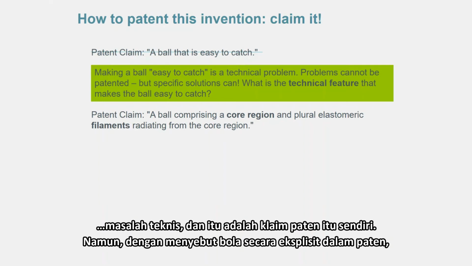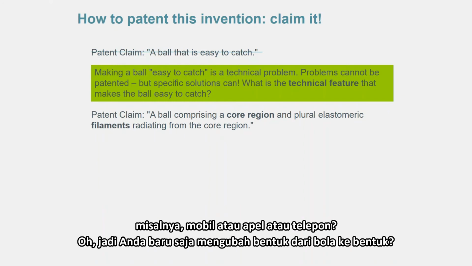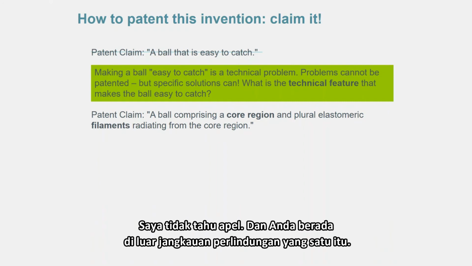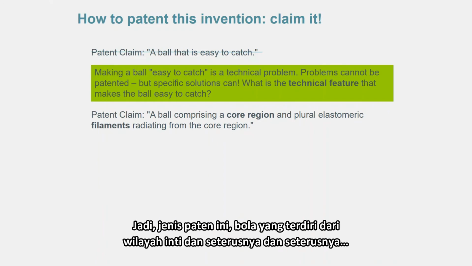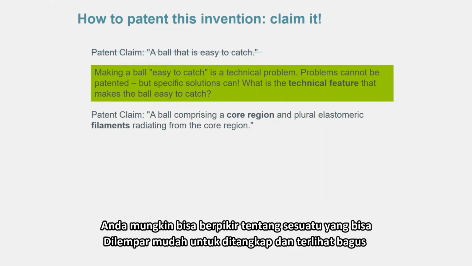However, by explicitly naming the ball in the patent, you maybe did a dangerous act. What if somebody gave it the shape of, for example, a car or an apple or a telephone? You just change the form from ball to an apple, and you're out of the extent of protection. So a patent claiming a ball comprising a core region and so on can be circumvented quite easily, and that is not what you want.